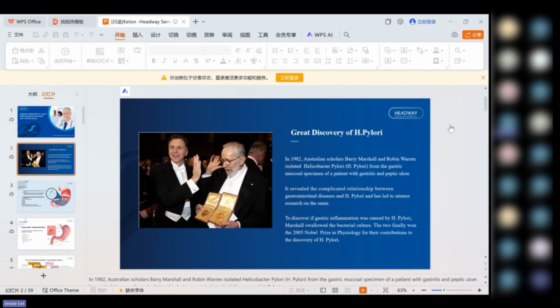This is the global prevalence of H. pylori. H. pylori affects nearly 50% of the global population. 70% was found in developing countries and 30 to 40% in developed countries.